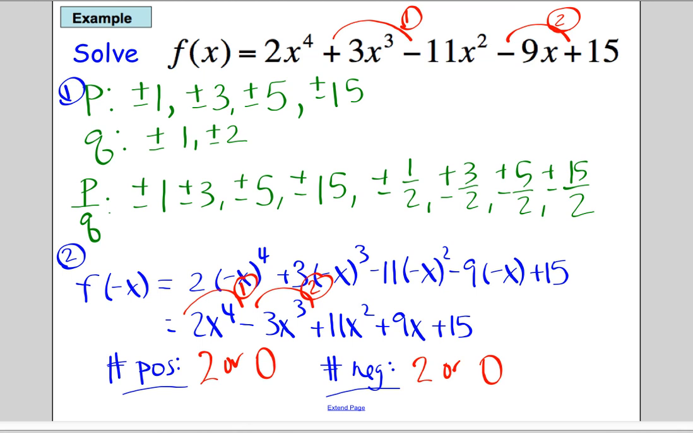Now, this shows me that really Descartes' rule of signs didn't help me because there's 2 or no positives or 2 or no negatives. I don't really have a nice starting place here, so this is an example of a time where you just have to start trying synthetic division until you get some right. So, let's go ahead and do that.